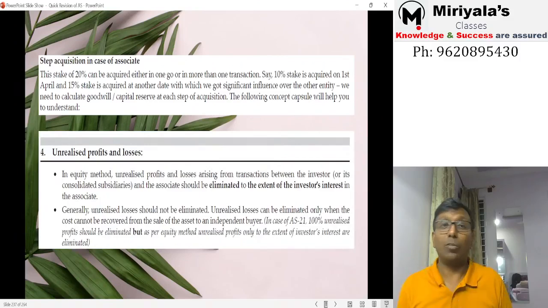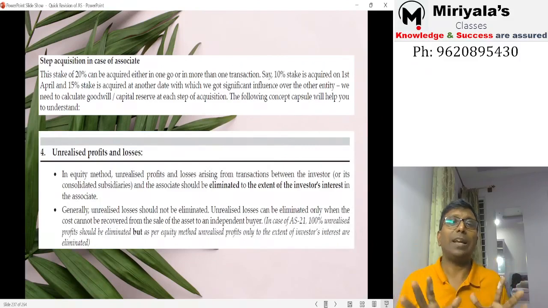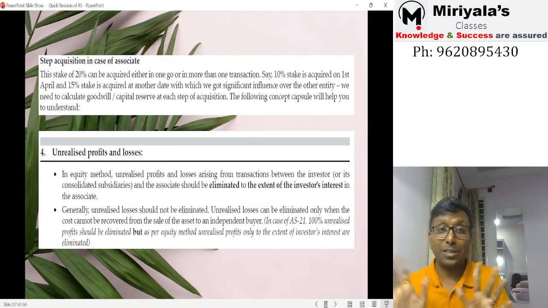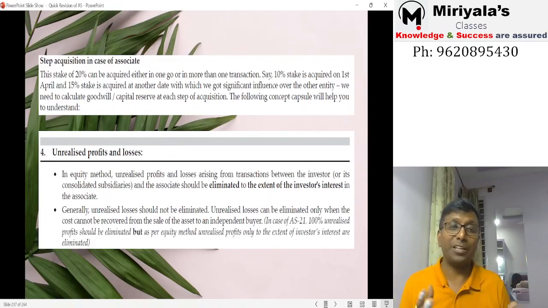Right, here one more important point: unrealized profits or losses. I'll explain it lightly, but unless you solve a sum, it will not be so clear. In one simple line, I can say unrealized profits and losses cannot be eliminated 100%, but we will eliminate only our stake. That is the investor's interest.